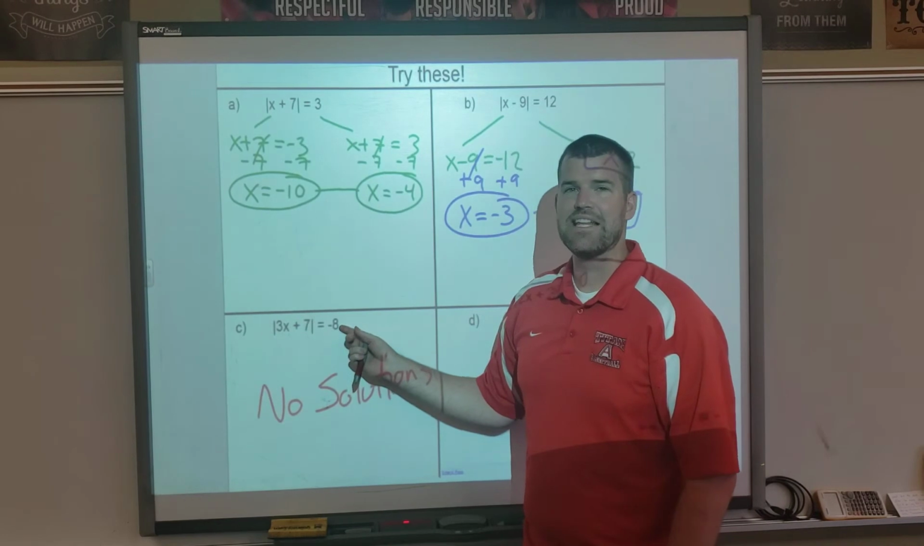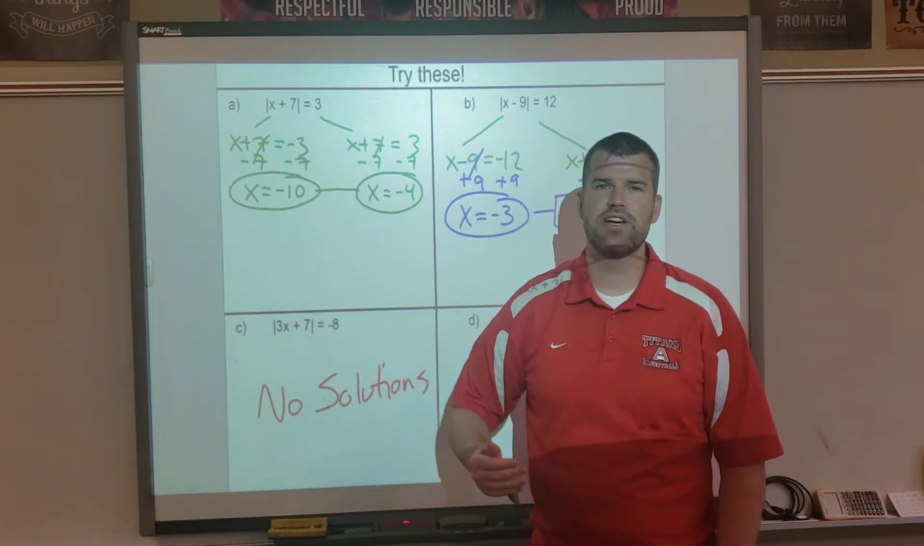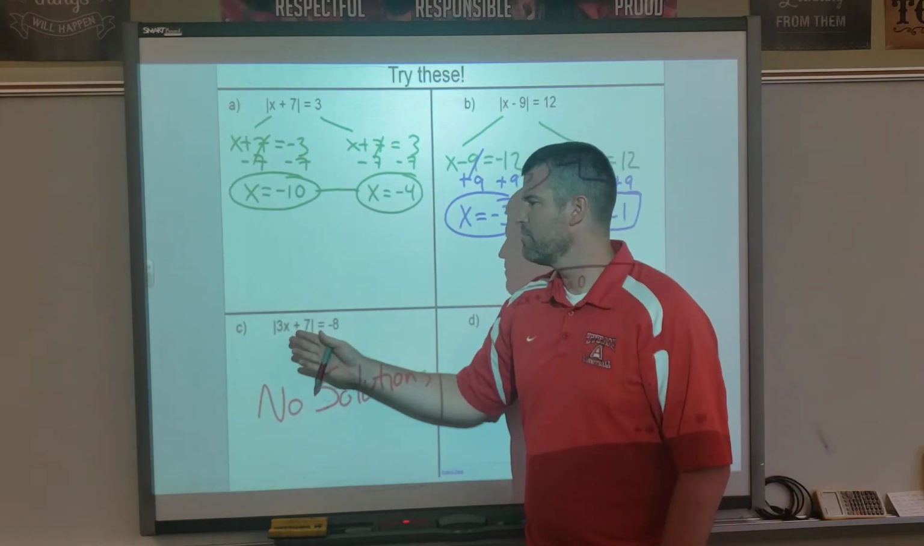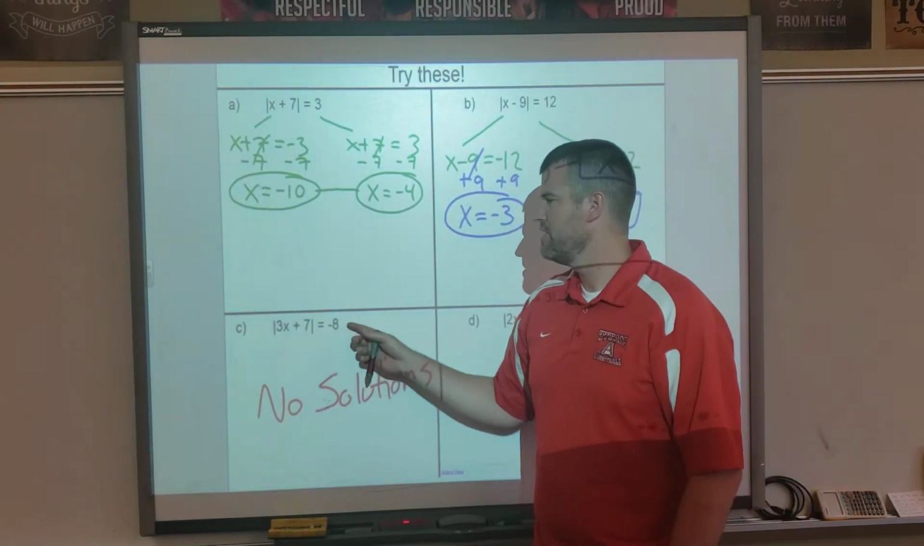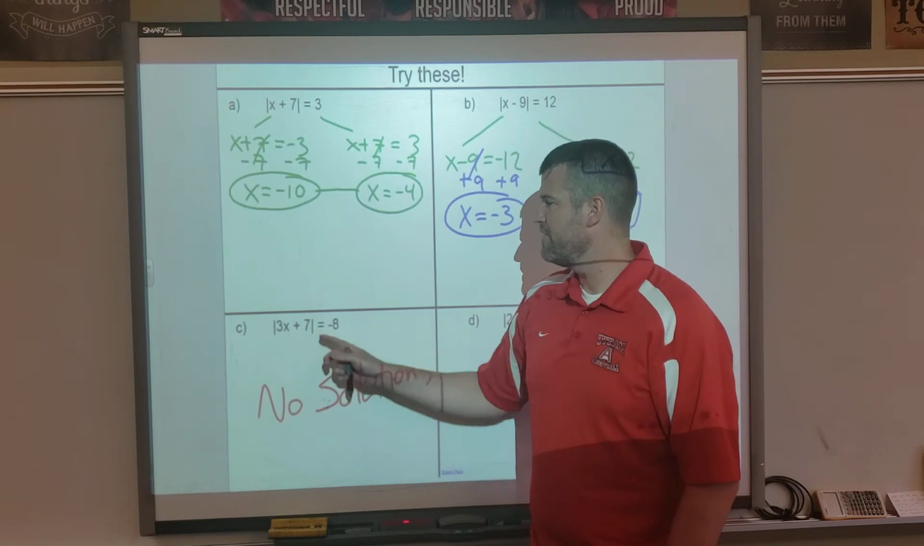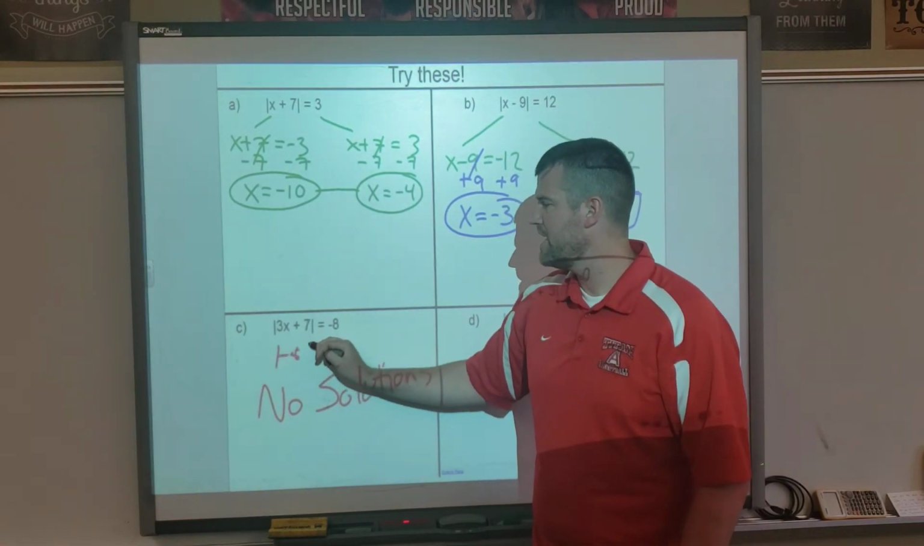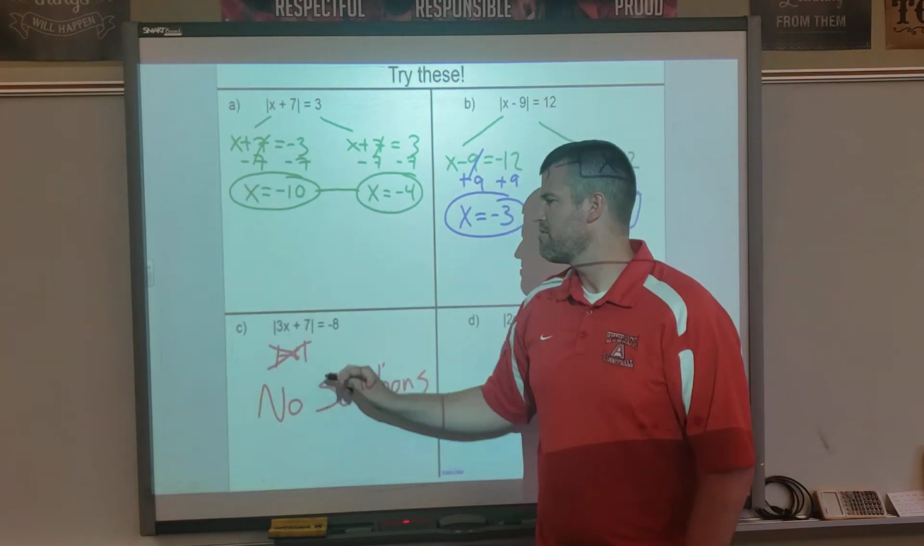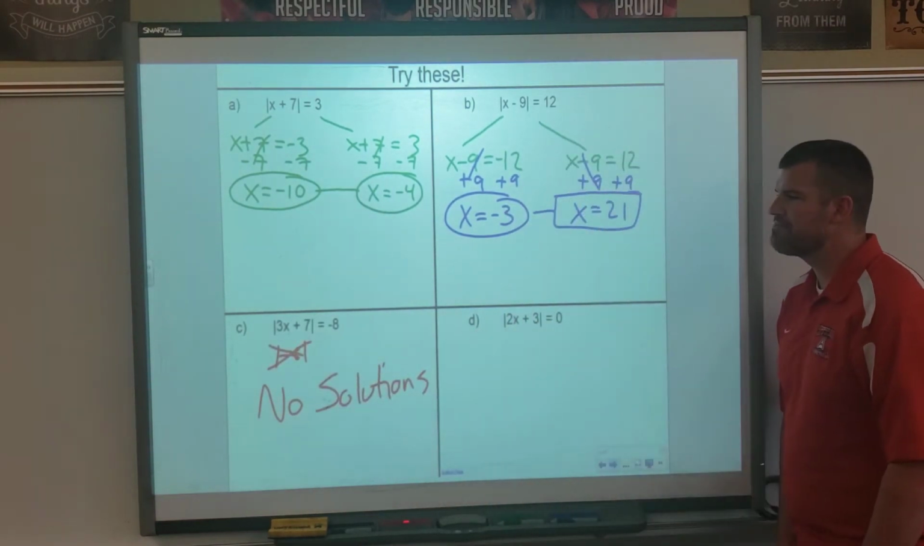And when will our distance be negative? Never. We're not going to have a negative distance. So no matter what numbers we plug in here, we will never get our absolute value to be a negative 8. Because even if this was negative 8, what's the absolute value of negative 8? Positive 8, not negative. So we will not be able to get any solutions.